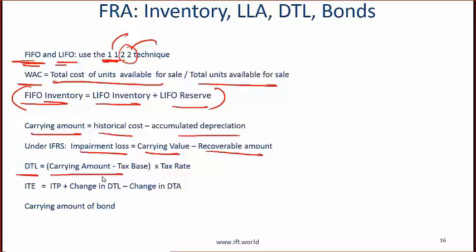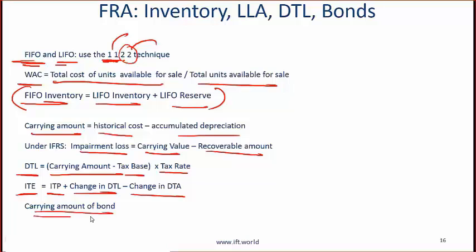It's the carrying amount, which is a financial statement term, minus tax base, which is a tax term, into the tax rate. Income tax expense for a given period is equal to the income tax payable plus change in DTL, which is DTL at the end minus beginning, minus change in DTA. Sometimes you might simply see income tax payable plus change in net DTL, because most companies have a net DTL, so you simply look at the change in net DTL.